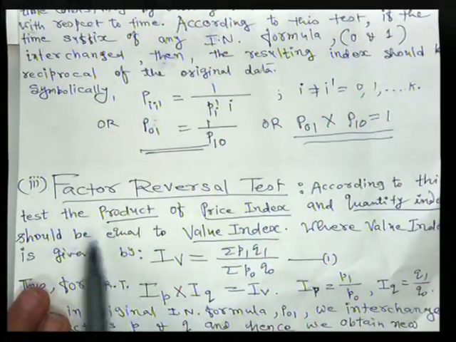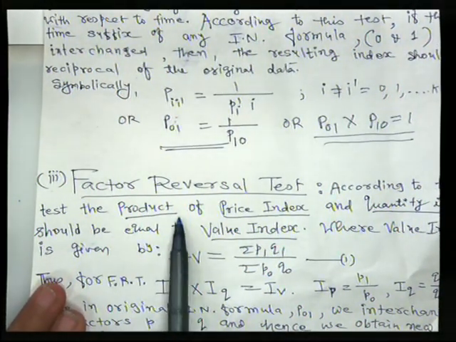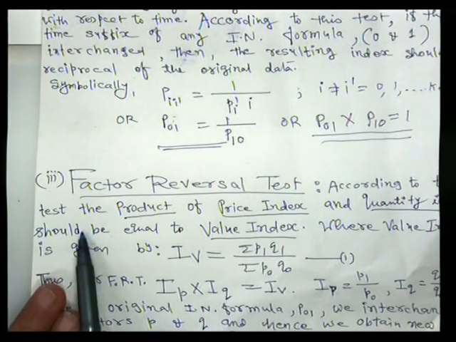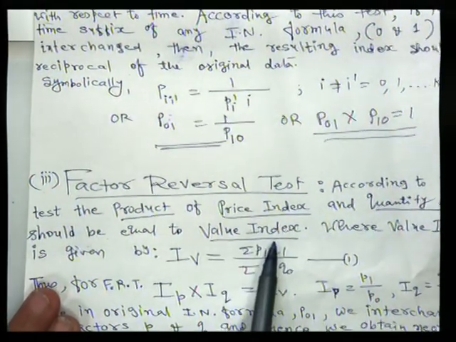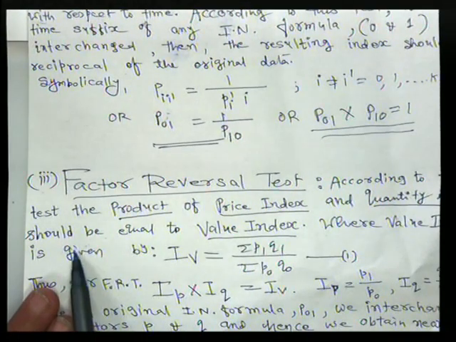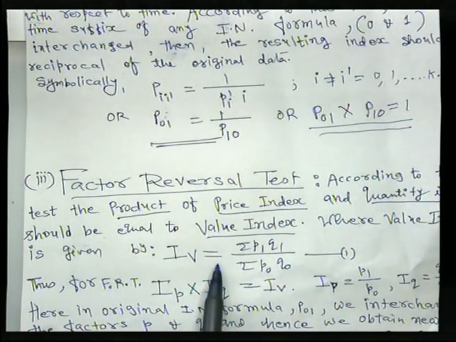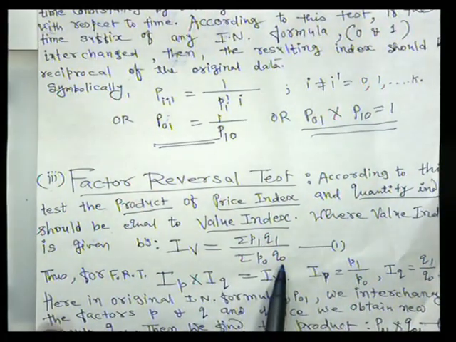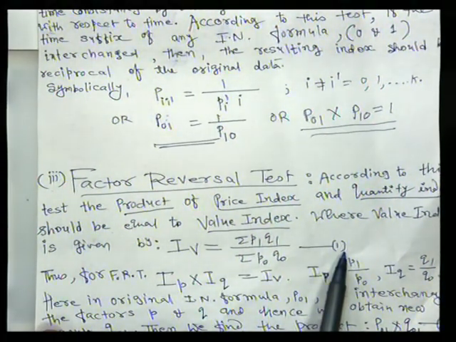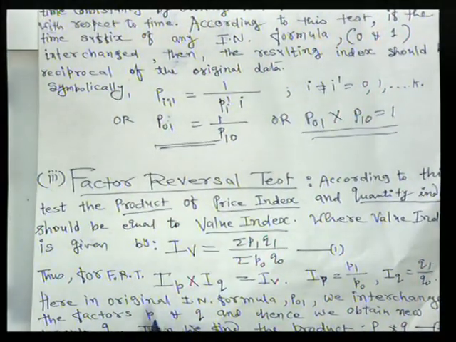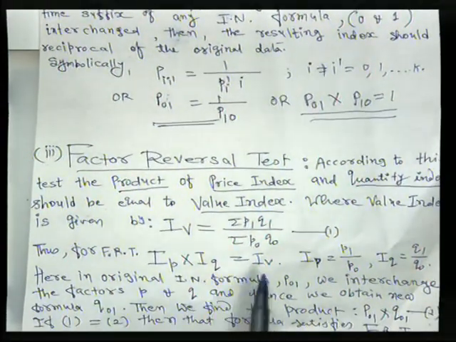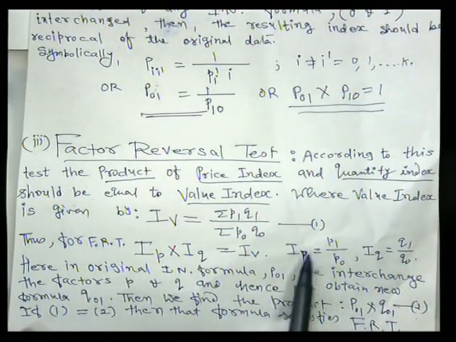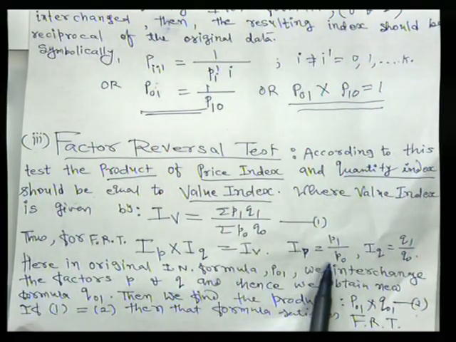According to this test, the product of price index and quantity index should be equal to value index, where value index is given by IV equal to sigma P1 Q1 divided by sigma P0 Q0. Say this is number 1. Thus, for FRT, IP into IQ equal to IV, where IP is the original formula by using P1 by P0, the original formula of index number.